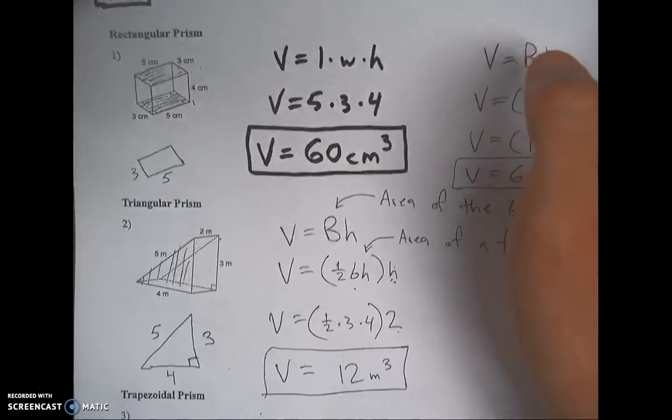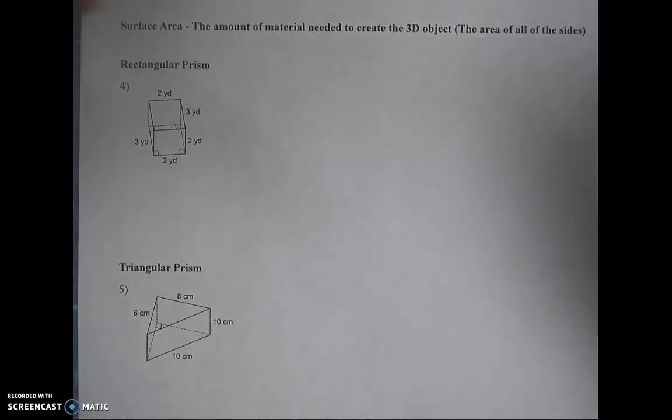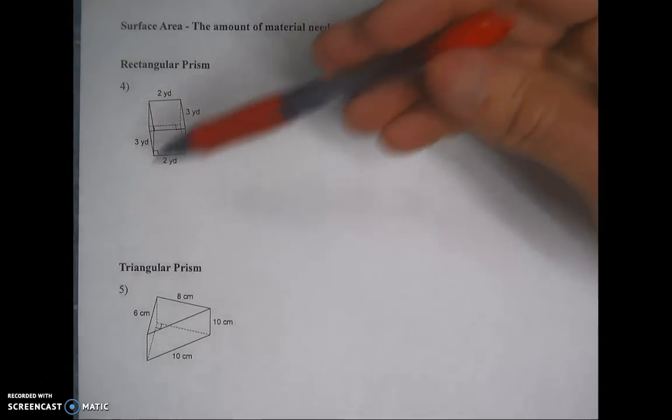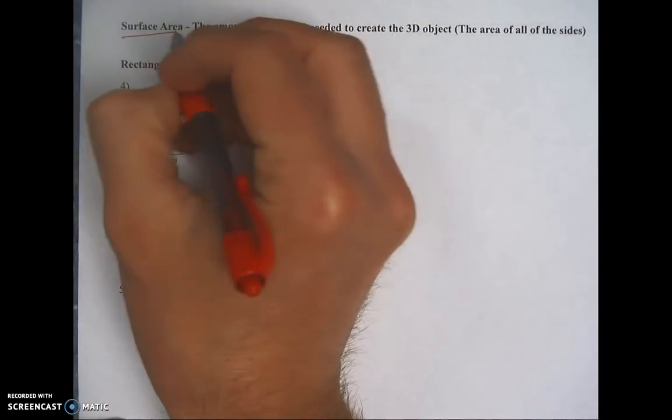That's the connection point. So today we're going to continue working with the prisms, the rectangulars, the triangulars, and the trapezoidal, but we're going to be looking at surface area instead of volume. So volume was how much space is on the inside. How much can you fit on the inside? If you were filling it with water or anything, how much can you fit inside the box? Today we're looking at surface area.